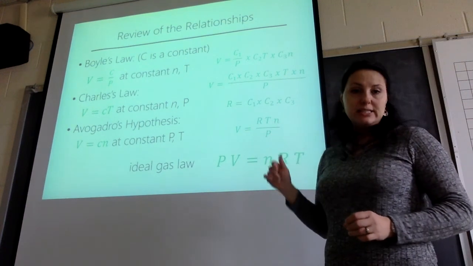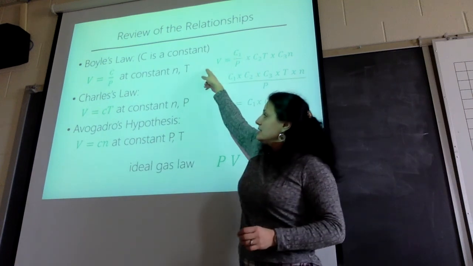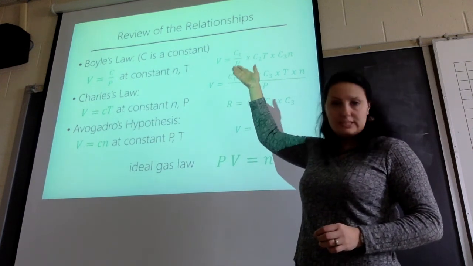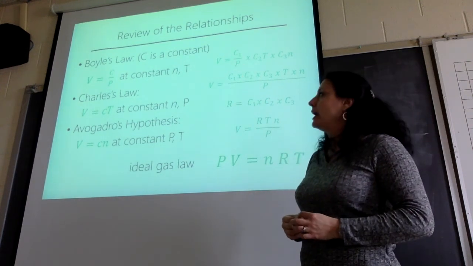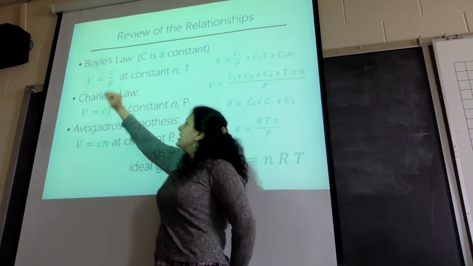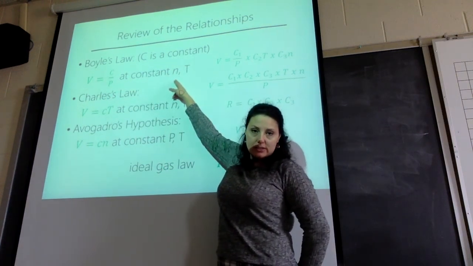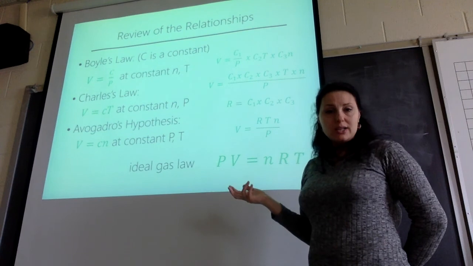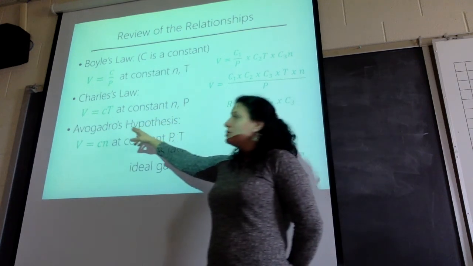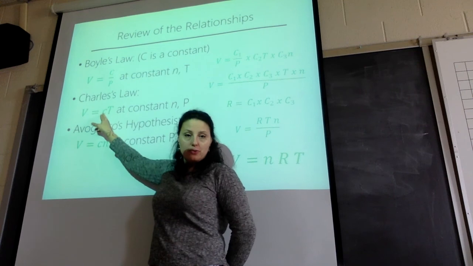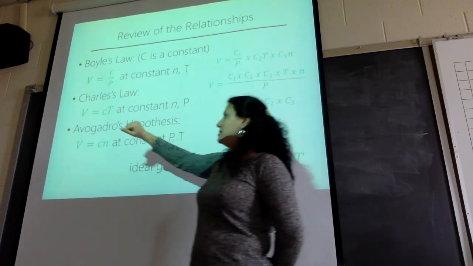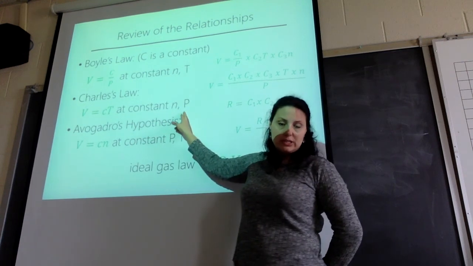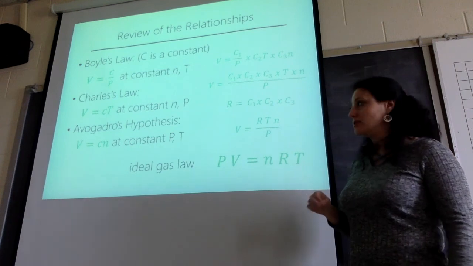Boyle's law, where C is a constant, is expressed as V is equal to a constant C over pressure. Okay, so C over P. And we know that this is a constant number of moles and constant temperature. Those are the conditions for Boyle's law. Charles's law: volume is equal to a constant multiplied by the temperature. And the number of moles doesn't change, nor does the pressure. Those are the conditions for Charles's law.